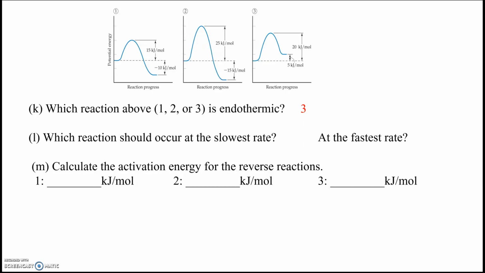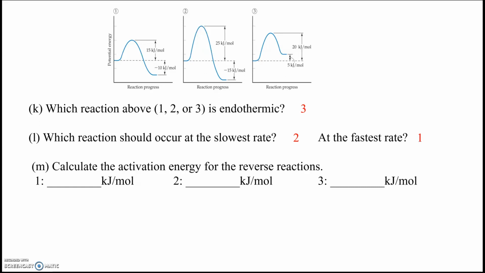Which reaction should occur at the slowest rate and at the fastest rate? Well, the slowest rate is going to be reaction 2 because it has a higher energy barrier to climb between the reactant state and the intermediate, whereas the fastest rate will be 1 because it has a lower hill, a lower delta between the reactants and the top of the hill.